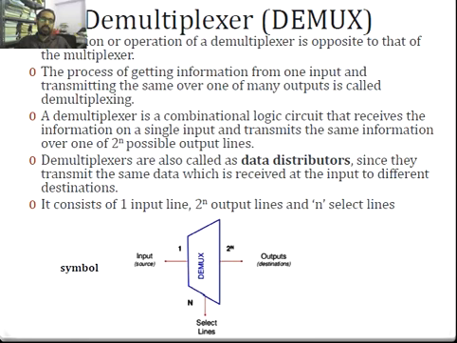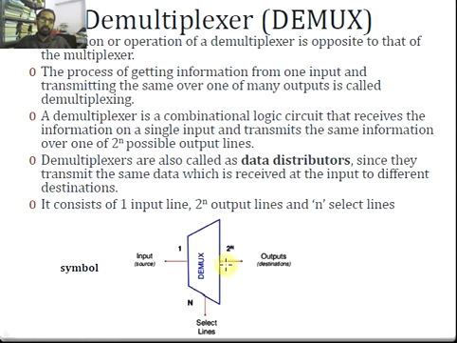Previously we called the multiplexers data selectors, whereas this demultiplexer can be called a data distributor, because a single line of input is distributed to many output lines. So this is the corresponding symbol of a demultiplexer, where there is only a single input source and this is transmitted to many output lines.